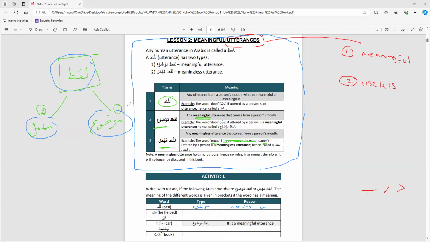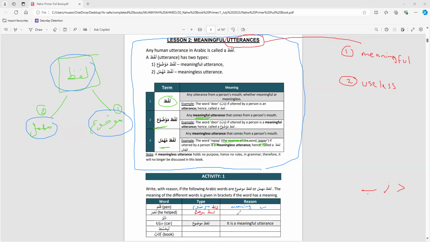Okay, next. The next one is the word nasara. In Arabic, or in English, it means he helped. Again, regarding nasara, would you say mawdu or muhmal? By the way, you should write the full thing, lafz mawdu, so meaningful utterance. So don't be lazy like me, but rather write the full thing. Would you call it mawdu or muhmal? Mawdu. So again, lafz mawdu. Why? Because it's a meaningful utterance.